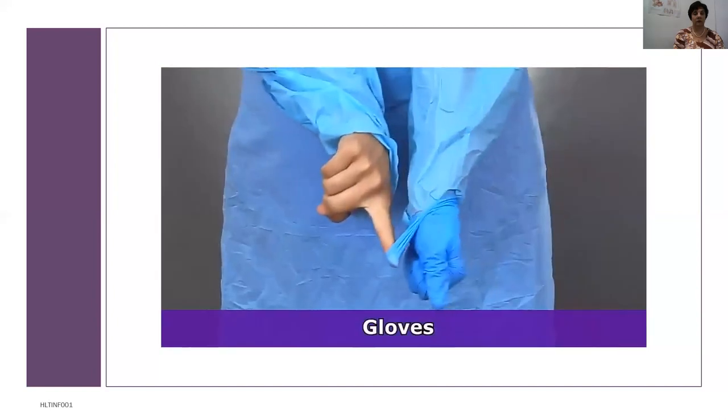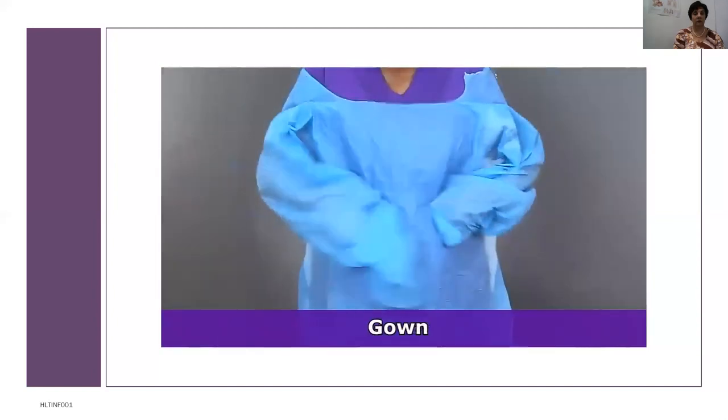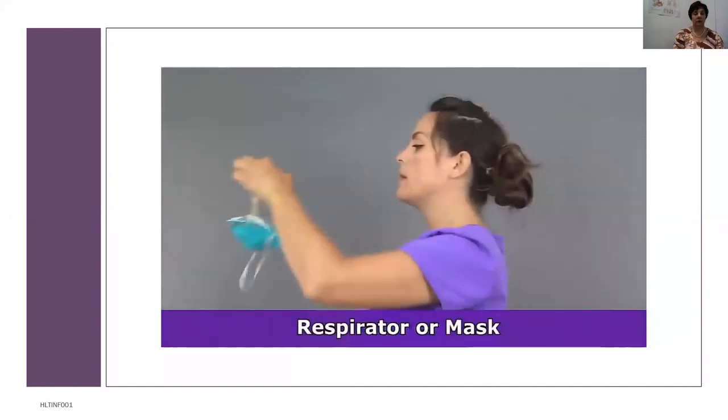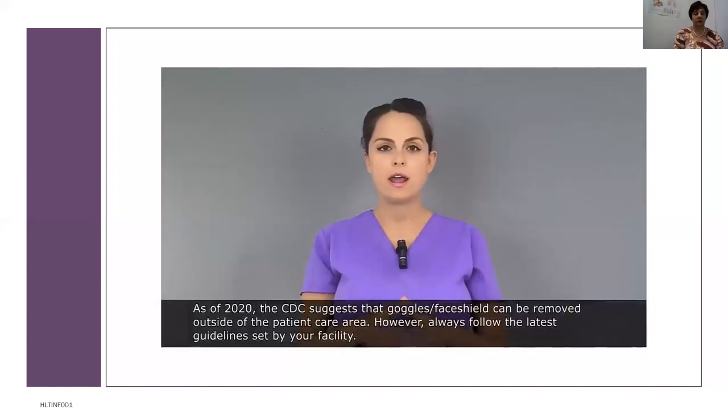One of the sequences you can use to remove PPE would be gloves, gown, face shield or goggles, and lastly, the mask or respirator. When removing the PPE, you will be doing this inside the patient care area. However, if you wore a respirator, the respirator will be removed once you leave the patient care area.